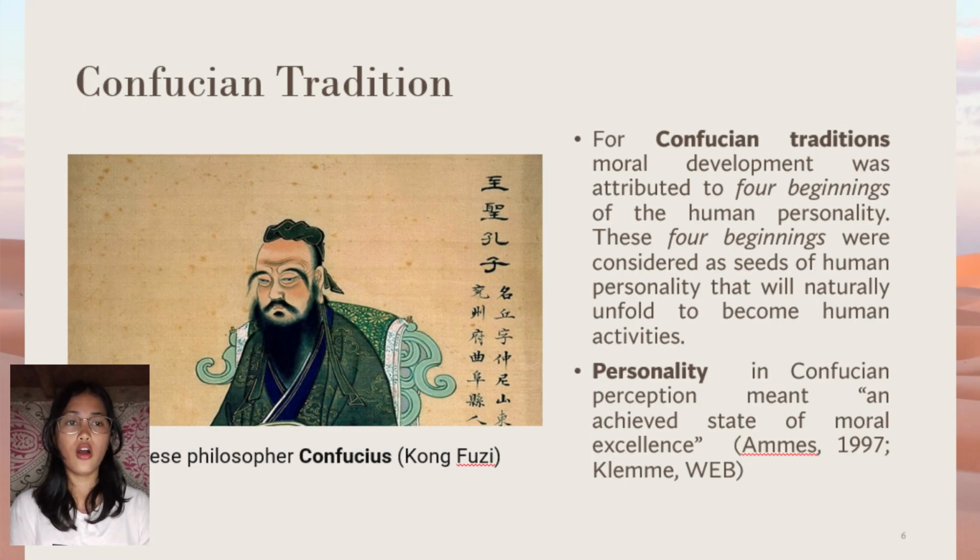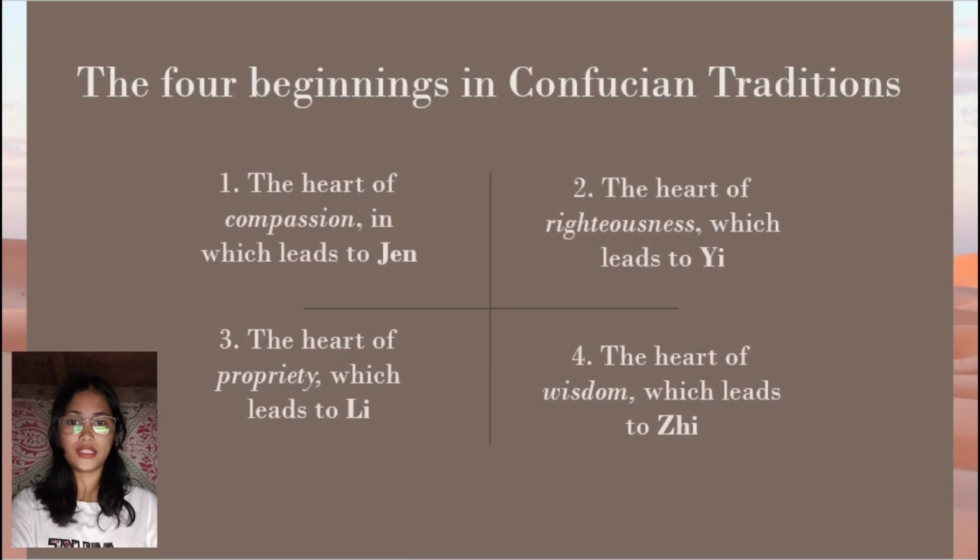Confucian tradition. For Confucian traditions, moral development was attributed to four beginnings of the human personality. These four beginnings were considered a seed of human personality that will naturally unfold to become human activity. Personality in Confucian perception means an achieved state of moral excellence. The four beginnings in Confucian traditions.